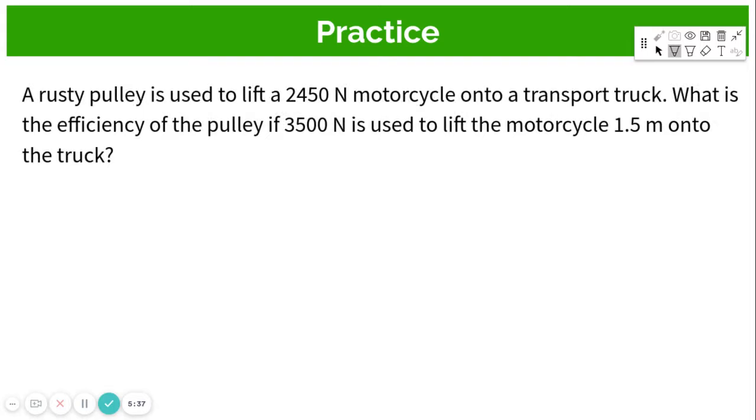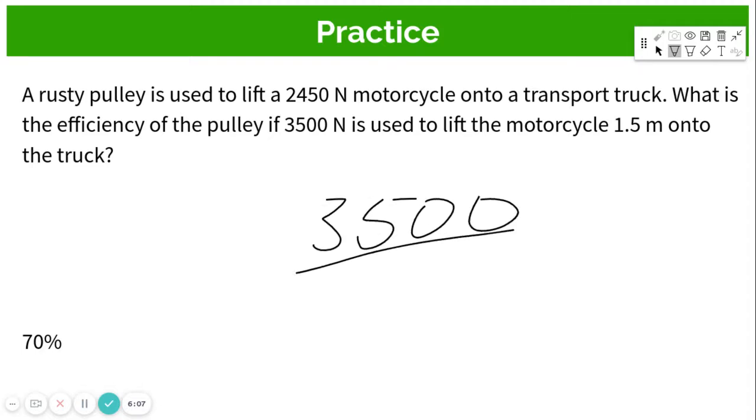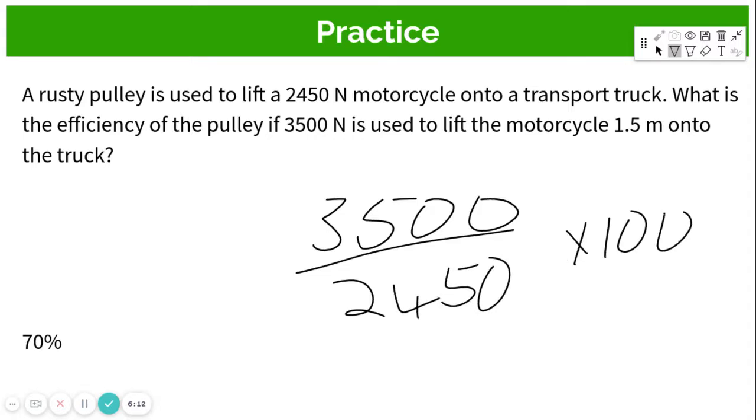A rusty pulley is used to lift a 2,450 Newton motorcycle onto a transport truck. What is the efficiency of the pulley if 3,500 newtons is used to lift the motorcycle 1.5 meters onto the truck? All right, remember, input divided by output times 100. Your answer is 3, 2, 1, 70%. So it would be 3,500 divided by 2,450 multiplied by 100 should give us, oh, did you guys see my mistake?